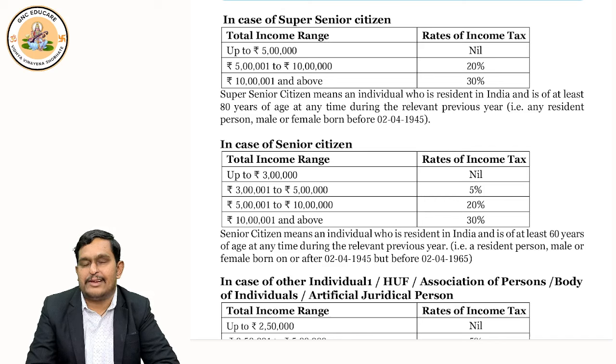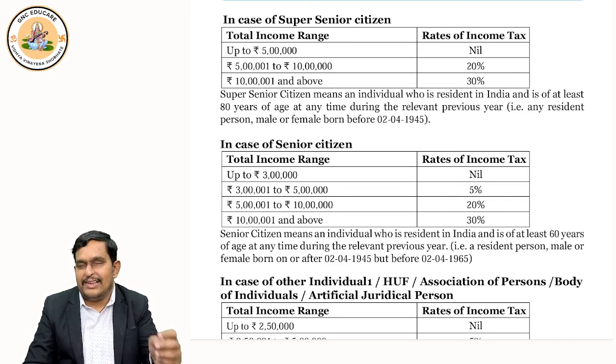So if he is a resident senior citizen and individual, then up to 3 lakhs, no tax. 3 lakhs to 5 lakhs, 5% tax. 5 lakhs to 10 lakhs, 20% tax. Above 10 lakhs, 30% tax.